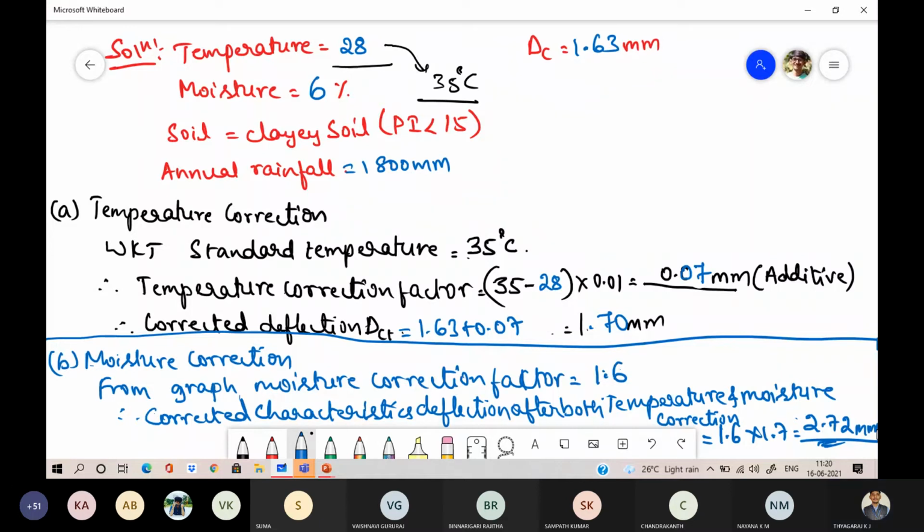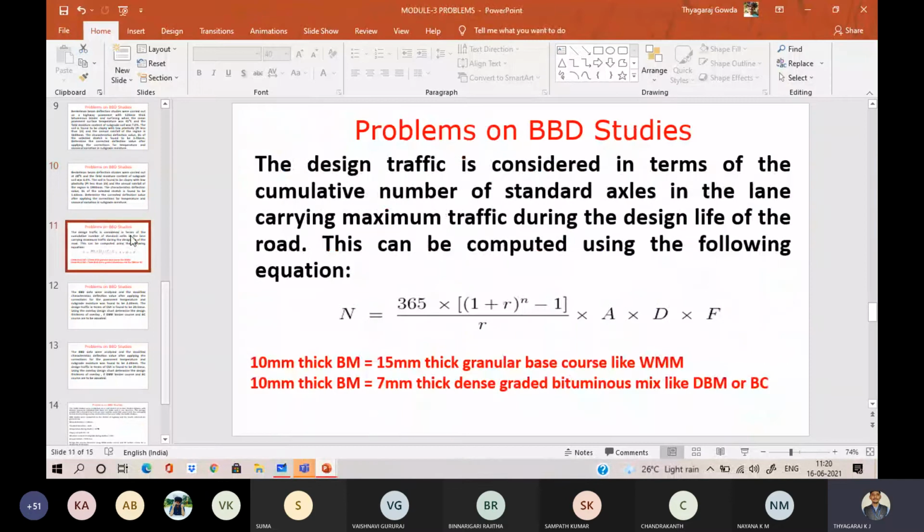Completed? Yes, sir. Note down the next things. Take the heading as design of overlay using BBD studies. Note on the slide whatever I have given. So design traffic calculation, and note down the things I have highlighted in red mark. This is very important. So kindly note down.